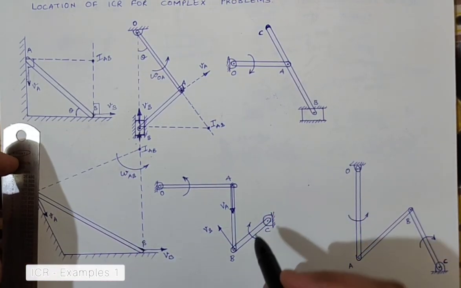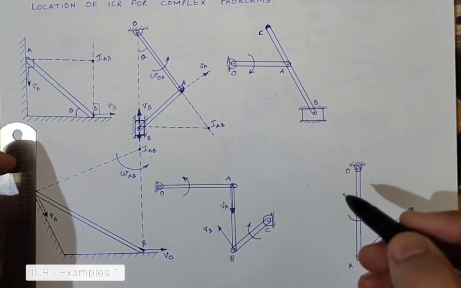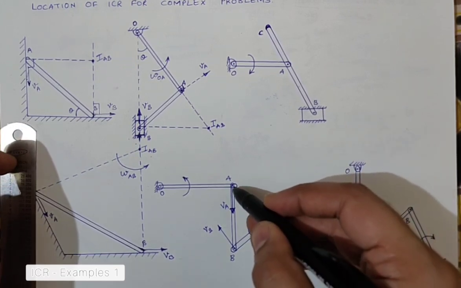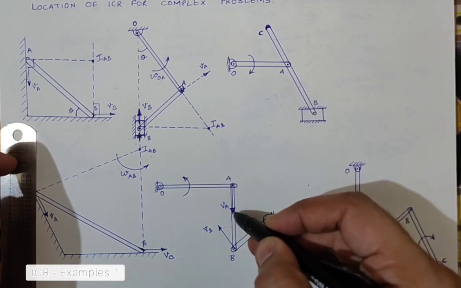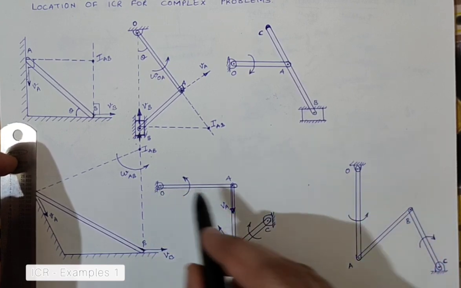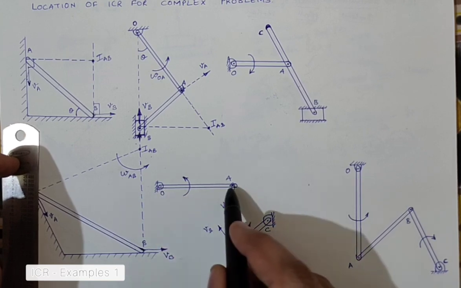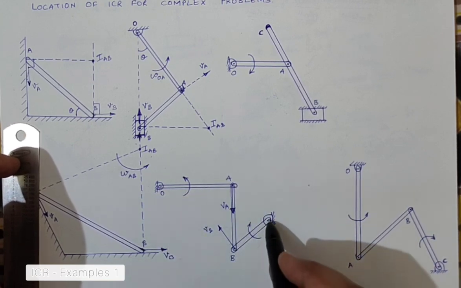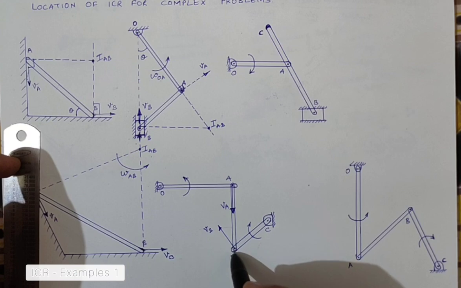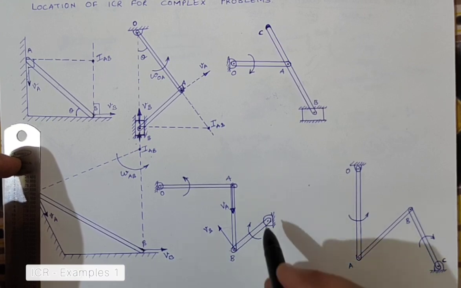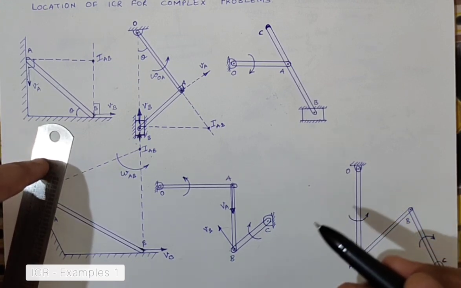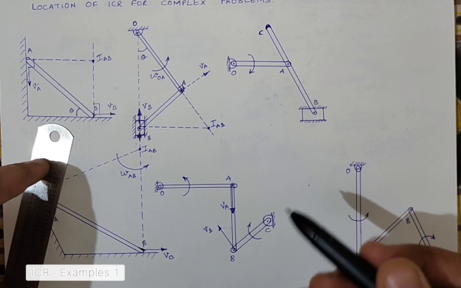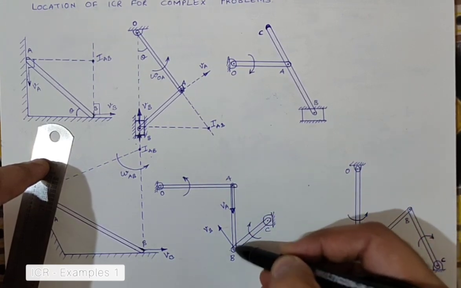So now in this case, again, what has happened? We have to just find out the perpendiculars of these velocities. What we have just done is getting the velocity directions along points O, which is the rotational point for the link OA, and along point C, which is the rotational center for link BC. Try and get the perpendiculars, and wherever the perpendiculars are intersecting, definitely that becomes the ICR for the link AB.